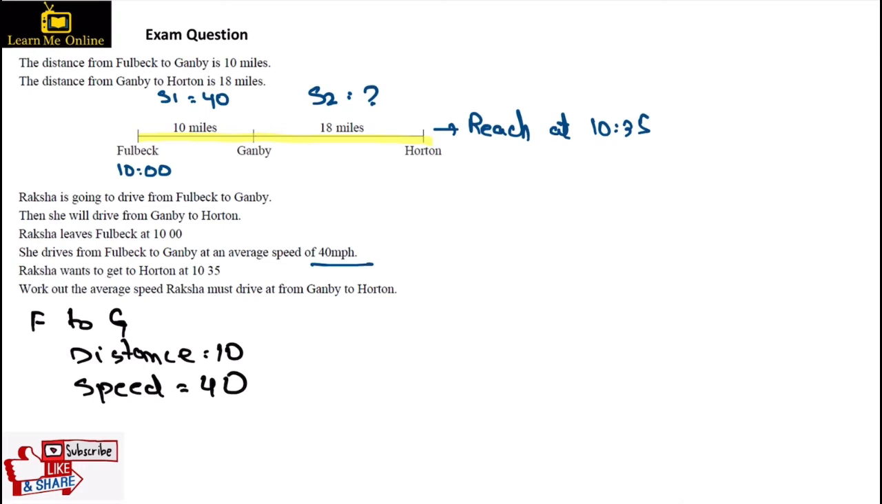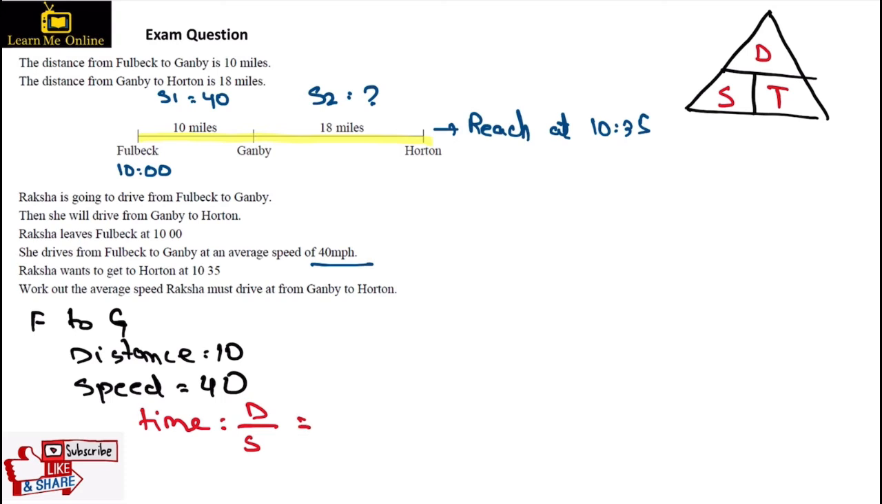If I know the distance and the speed, first I'm going to draw the triangle over here, for speed, distance and time. So this is speed, this is distance, and this is time. Now using this information, we can find out the time. To find the time, the formula is distance over speed. The distance is 10 miles and the speed is 40. When I divide them, that would be a quarter, which is 0.25. So the time is 0.25.